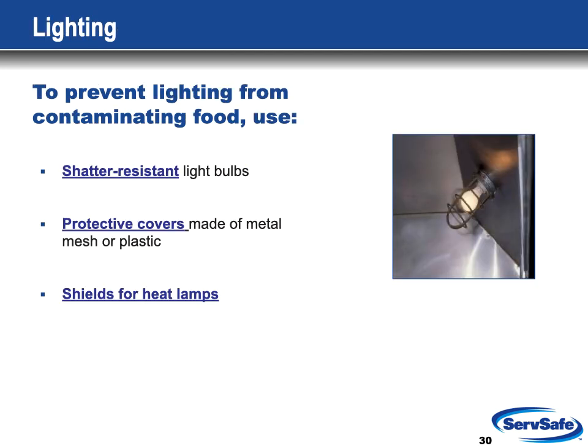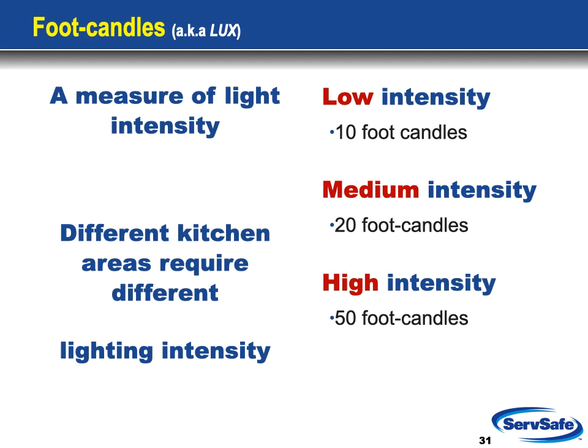Any lighting in a food establishment needs to be designed to prevent the contamination of food. So it needs to have shadow-resistant light bulbs, protective covers, and shields for any heat lamps. Light intensity is measured in foot candles, and there are guidelines for the intensity of light for different tasks in the kitchen. 10 foot candles would be considered low intensity, 20 would be medium, and 50 foot candles would indicate high intensity light.